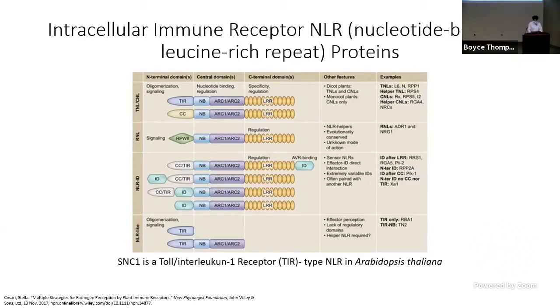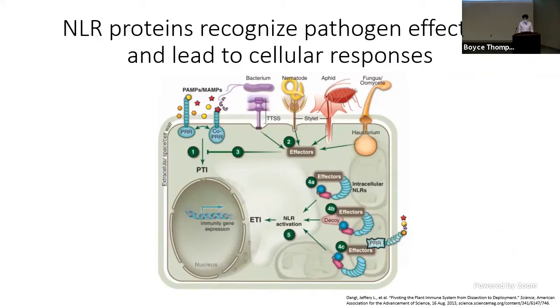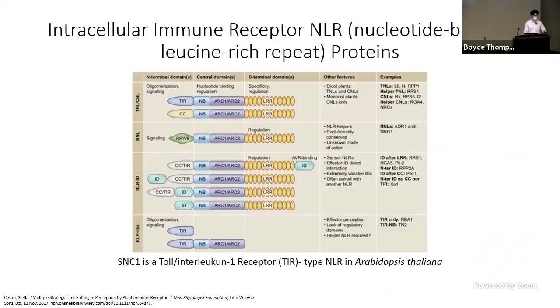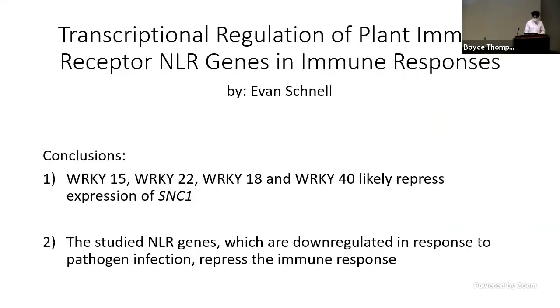The clicker isn't quite working, so I'll just do it manually. Okay, so NLR proteins recognize pathogen effectors and lead to cellular response. Sorry, this isn't working. Can I have some help with this? Just the clicker. Yeah, it also lets you click though. I guess maybe just use the computer for now. Do you know if the pointer works for it? I'll see. Okay, thank you. It works now. Okay, so I'll just restart again.